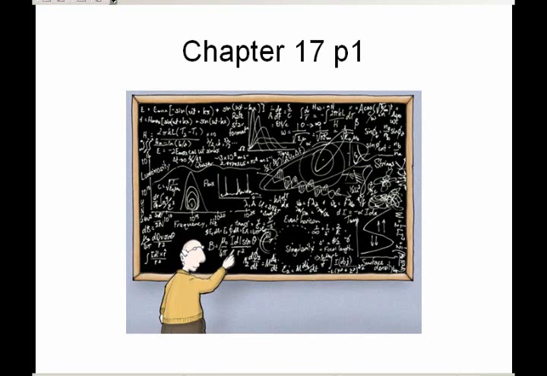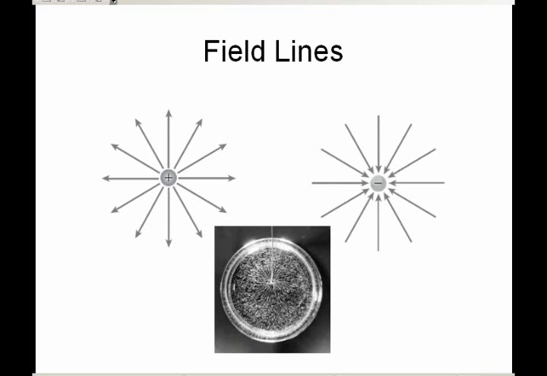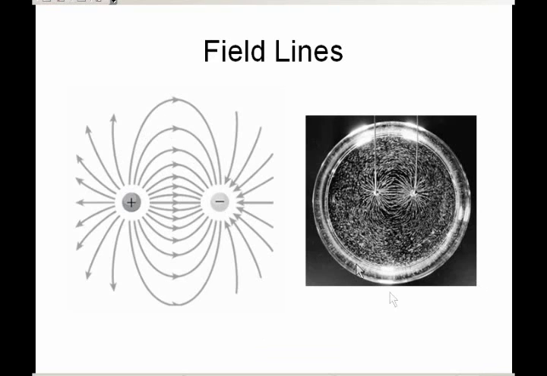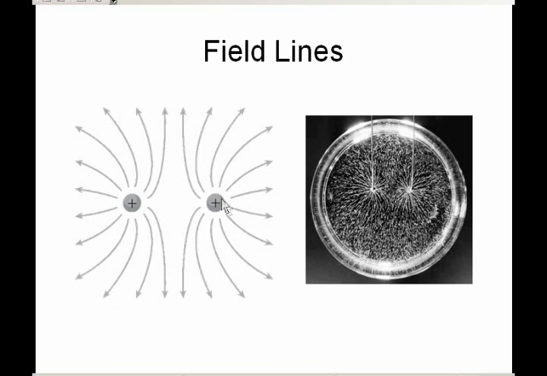Chapter 17 Notes. Field lines go away from pluses, they go towards minuses. Away from a plus, towards a minus. Two plus charges, field lines are going away. I don't have an example of two minuses, but the lines look exactly the same except that the arrows are going towards the minuses instead of away.